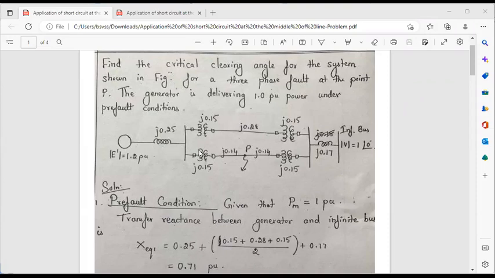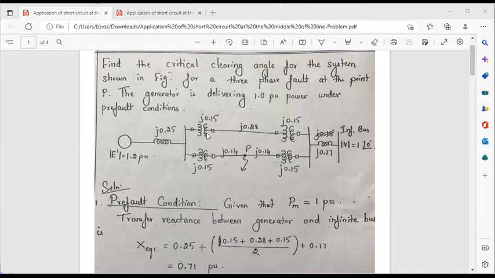In this system, we have one generator, and on the output side, one infinite bus. For the generator, its voltage is 1.2 per unit and its reactance is 0.25. Similarly, for the infinite bus, its reactance is 0.17 and the voltage is 1 angle 0 degrees. And here it is a double circuit line.